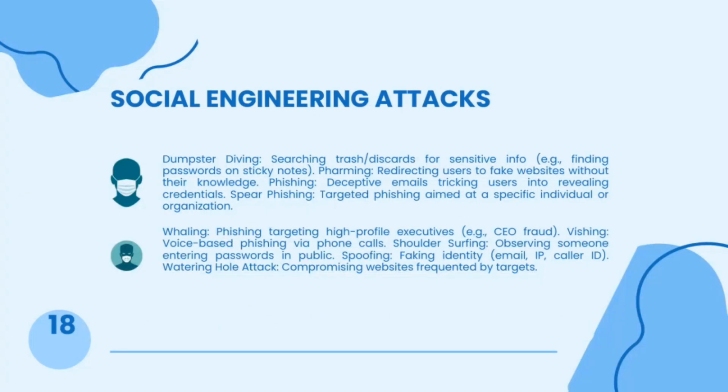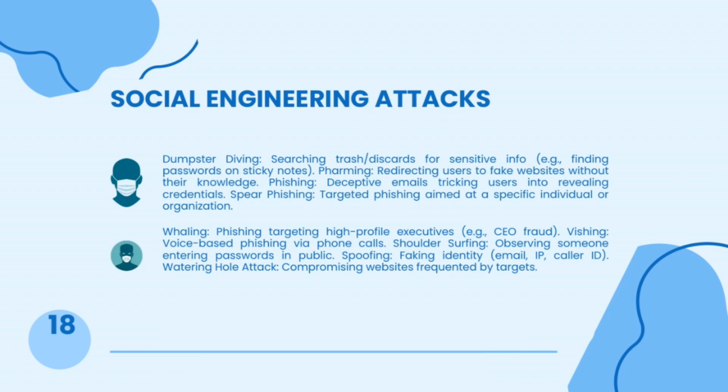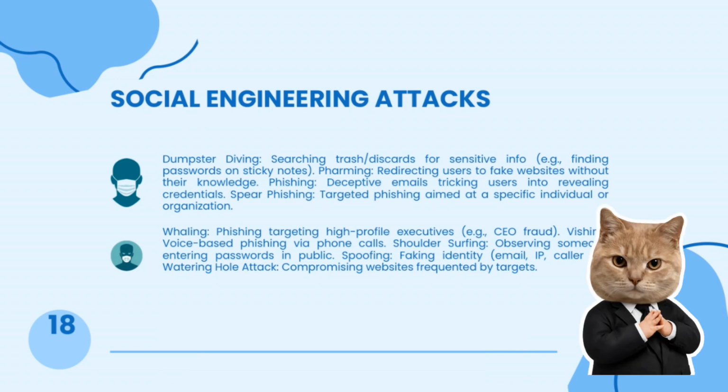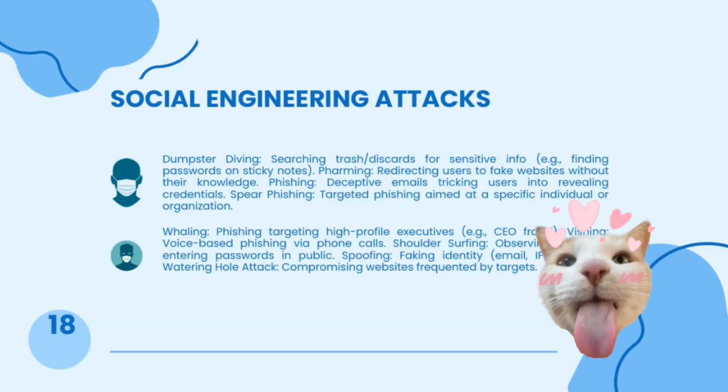Let's talk about some common social engineering attacks, ways attackers trick people into giving up sensitive information. Whaling targets high-profile executives, like CEOs, with fraudulent messages. Vishing uses phone calls to deceive victims. Shoulder surfing is simply watching someone enter passwords in public. Spoofing means faking identities, like emails or caller IDs.